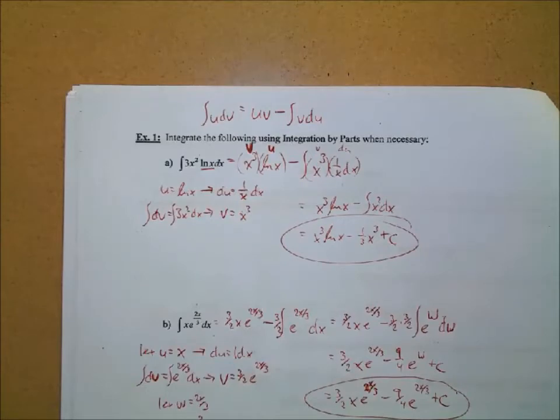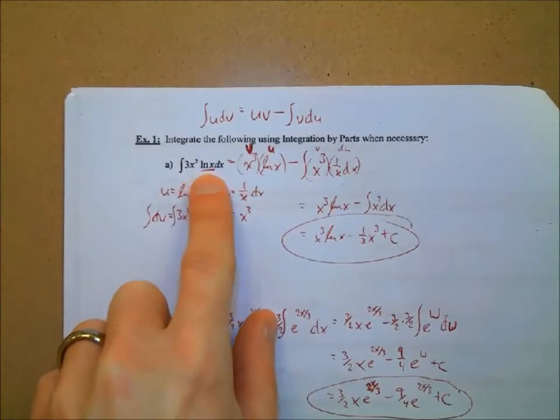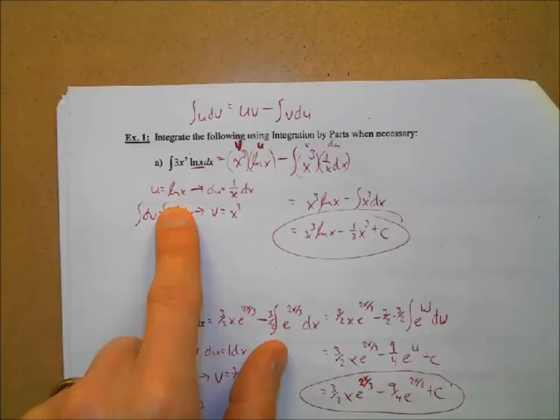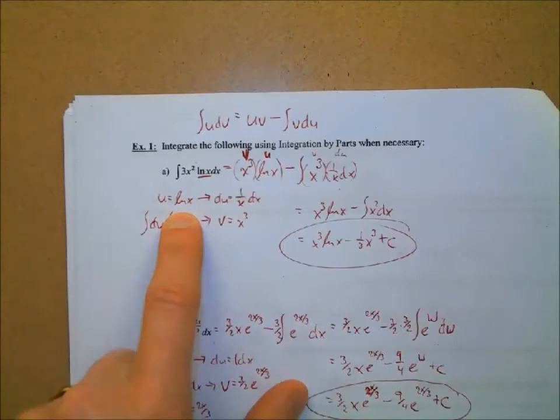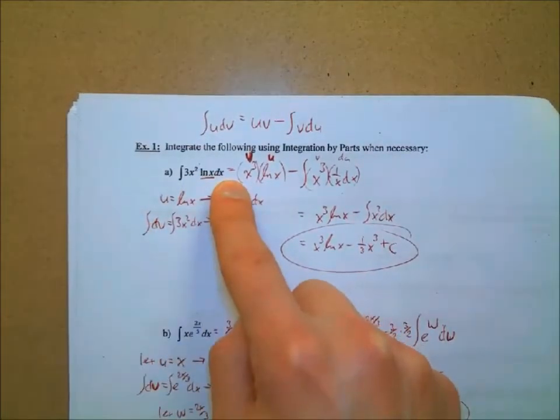Anyway, in this case we can see we have some functions to pick from to be our u. If we go back to our hierarchy, inverse trig is first, but we have no inverse trig in this problem. The very next one, though, is natural log, and we do have natural log. So we're going to let u be the natural log of x. And if we let u be the natural log of x, then the 3x squared dx must be our dv, and you'll see I did that right here.